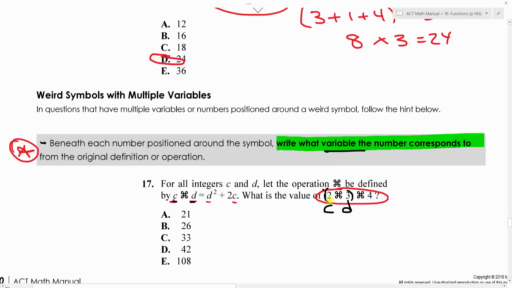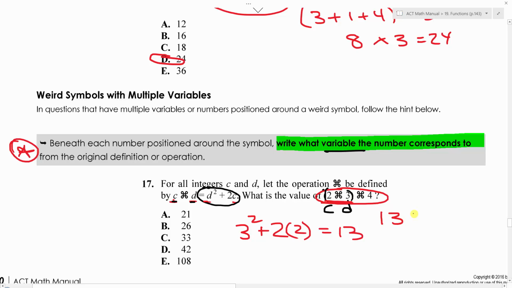So now your eyes have a very easy way of seeing, when you're calculating this expression, that the c is the 2 and the d is the 3. So remember, we just said the c is the 2 and the d is the 3. So the d right here is getting squared, and then the c is being multiplied by this 2. So this is 9 plus 4, which equals 13. So now I know that all this stuff on the left is 13.